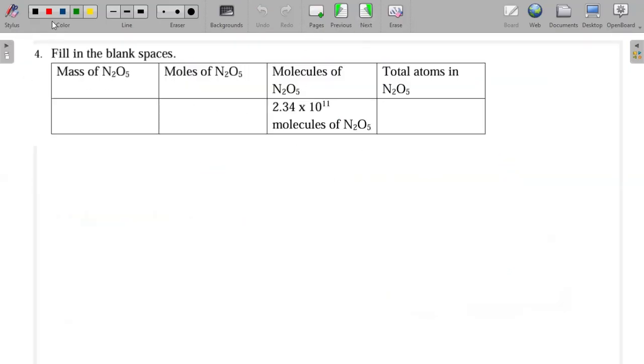The first question says fill in the blank spaces. So we have to fill in here, here, here. We have to find the mass, the moles, the number of atoms. Here we've just been given the number of molecules. From the number of molecules, we can calculate the number of moles, and again from the number of molecules, we can calculate the number of atoms. So let's start by first calculating the number of moles. From that ratio that I gave, 1 mole is equal to 6.022 times 10 to the power 23 molecules.